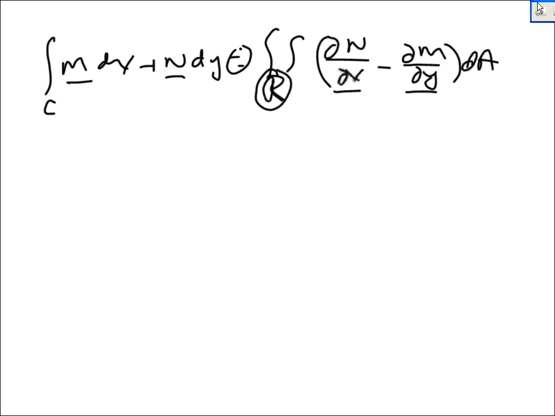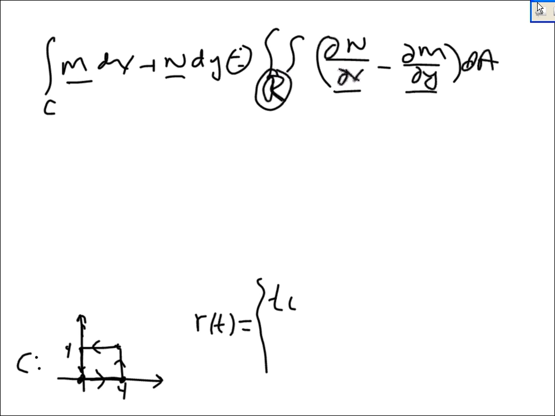Okay, so I'm going to verify Green's theorem by evaluating both integrals, the one on the left and the one on the right. The path that we're going to have is a square. We start at the origin, we go 4 to the right, we go up 4, we go 4 to the left, and then we go down 4. Now we did a problem just like that, so I'll be a little bit quick.